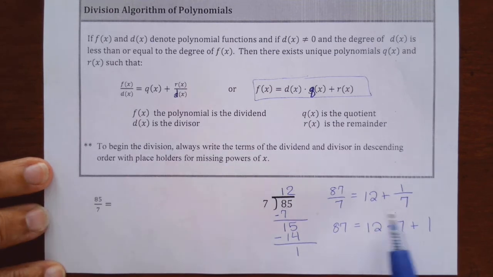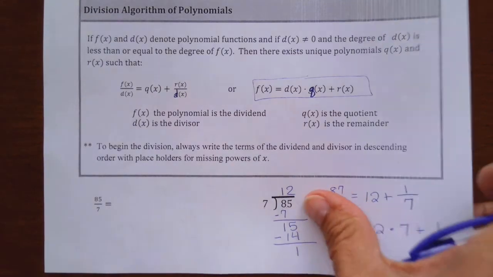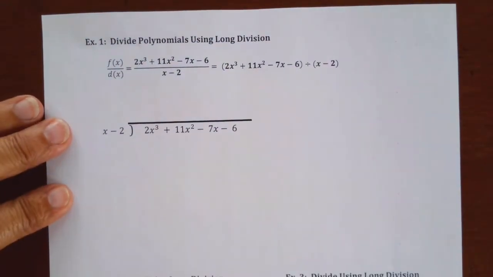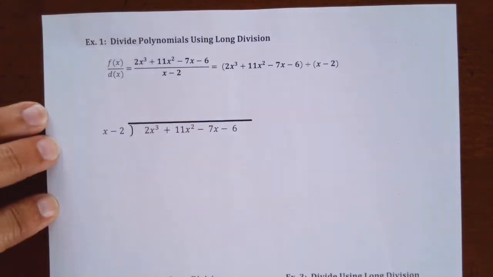So those are the two ways. So you see that with the numbers. Okay. All right. So let's move on now that we've got that fixed up. Let's do a problem with long division using polynomials.